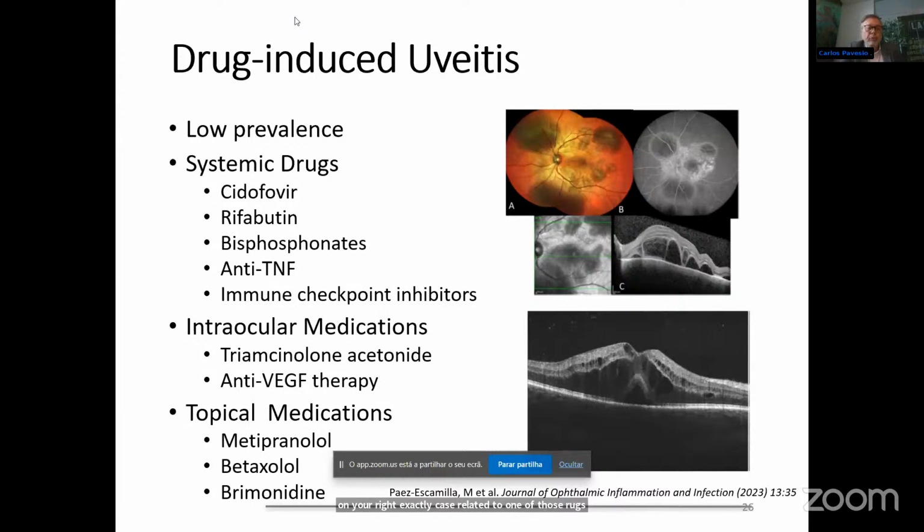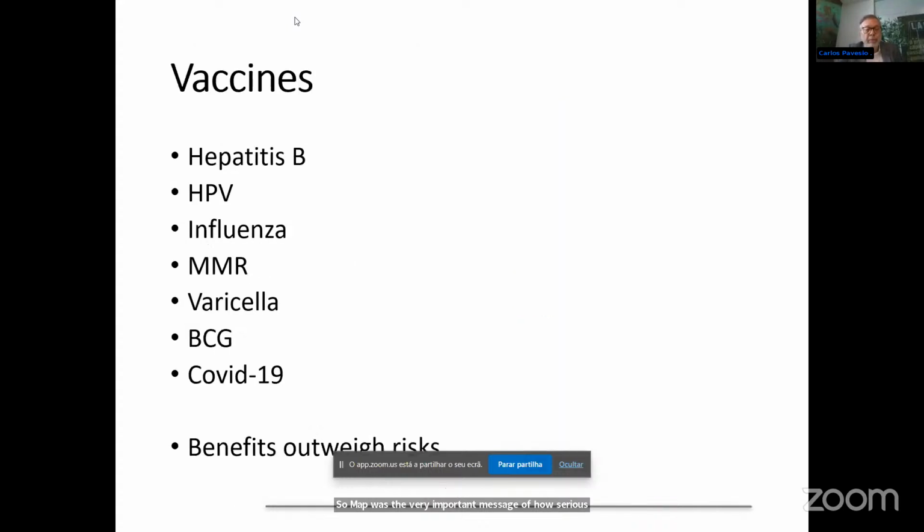Intraocular medications: we were familiar with the use of triamcinolone acetonide to treat inflammation, but we were also aware of the non-infectious inflammation generated by these injections. It's the same with the anti-VEGF therapy we're using today. Many of those drugs can induce inflammation, and we should avoid injecting eyes which are inflamed. Brolucizumab was a very important message of how serious some of these complications can be. And some topical medications can also produce uveitis.